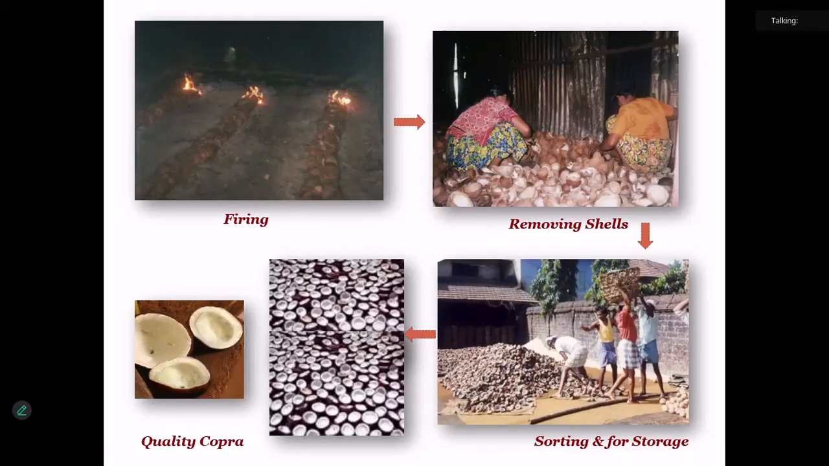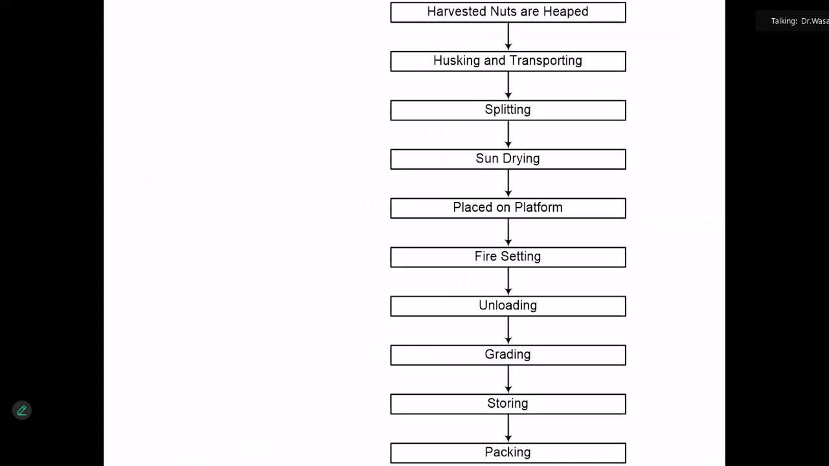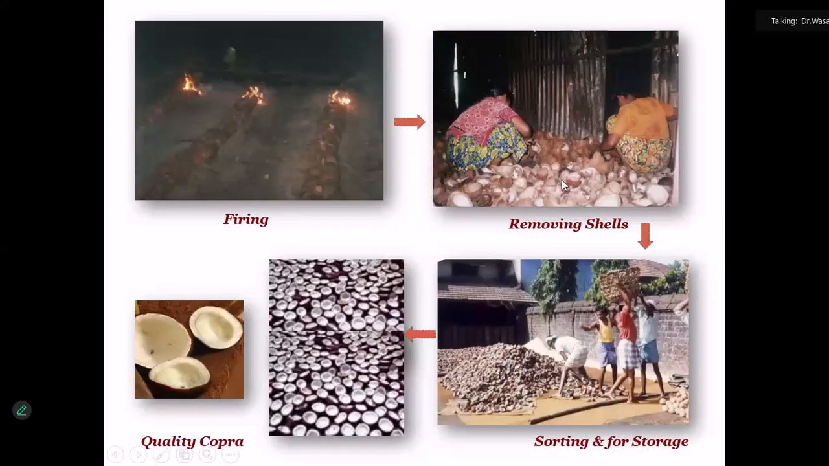You can read. On the third day, we are turning. Now what happens during stacking? The upper copra does not get enough heat, while at the bottom they take much heat. To control even smoking, what do you do? You are turning. And after the third day, you can remove the shell using a spike.